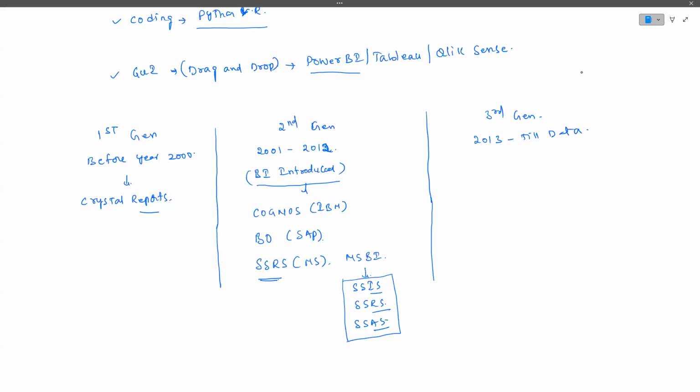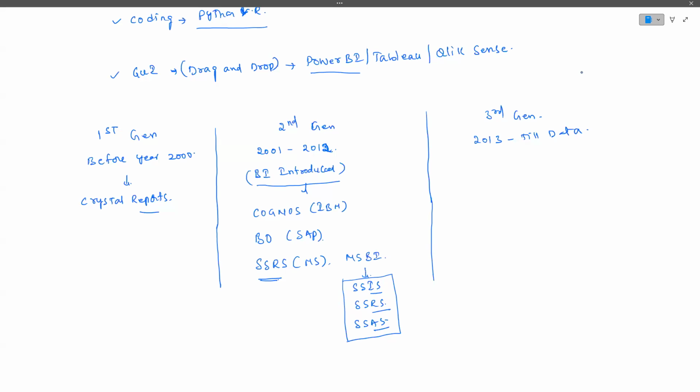As I said, BI. In the year 2000, business intelligence was started. Then immediately some BI tools came: Cognos, BO, SSRS, etc., reporting tools. Earlier it was Crystal Reports. Then in 2013, what happened, guys? In the beginning of 2012, cloud storages came. Cloud computing became popular. At that time only it was started, around 2010, 2012.